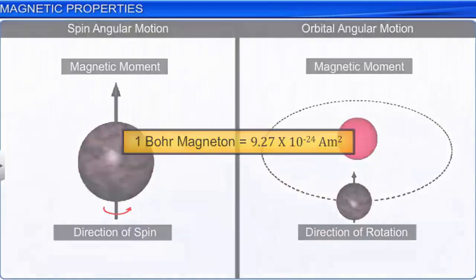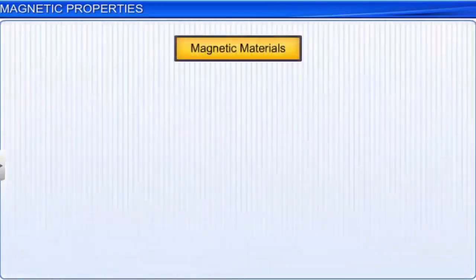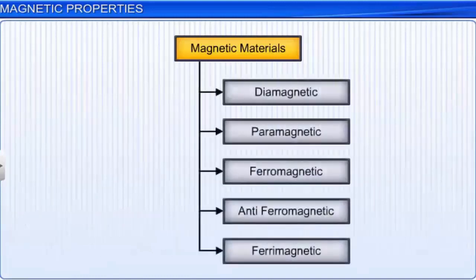Based on magnetic properties of materials, they are classified into 5 categories, namely diamagnetic, paramagnetic, ferromagnetic, antiferromagnetic, and ferrimagnetic. Let's discuss the properties of these materials, starting with diamagnetic materials.